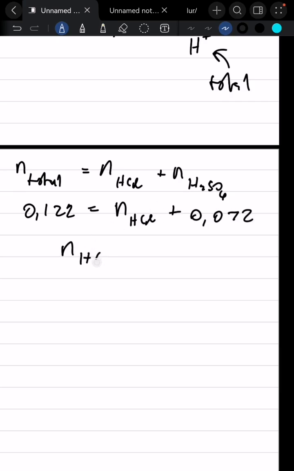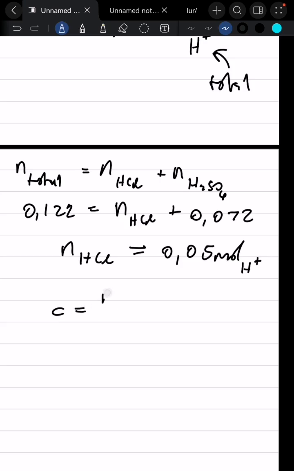Then the number of moles for HCl, just transpose this, you're going to get what you want: 0.122 minus 0.072 is going to give you 0.05 moles. It's the hydronium ions we are talking about. I want you to capture that, do you hear? So what are you going to do now? You have the volume, which is the full 200 of this solution.